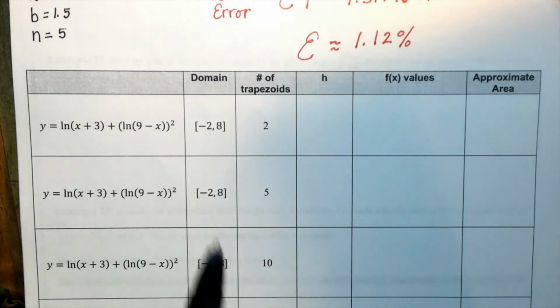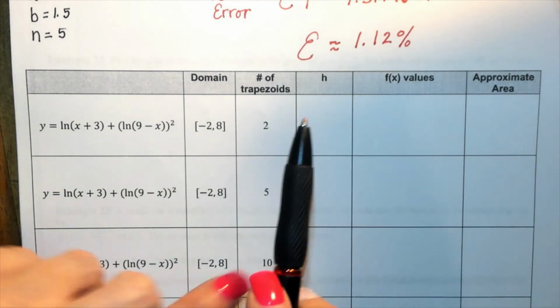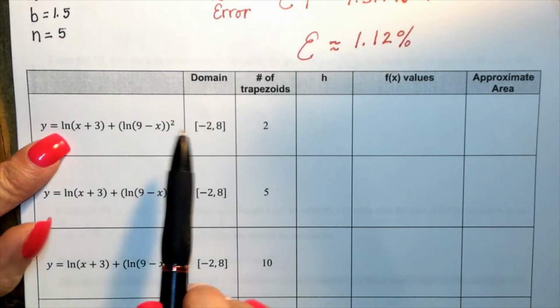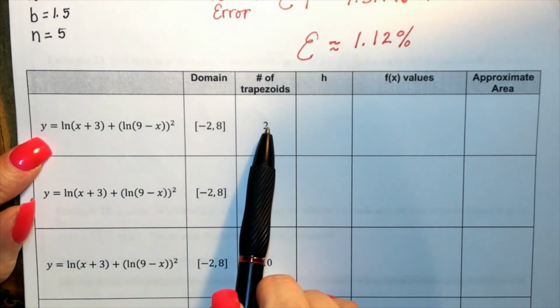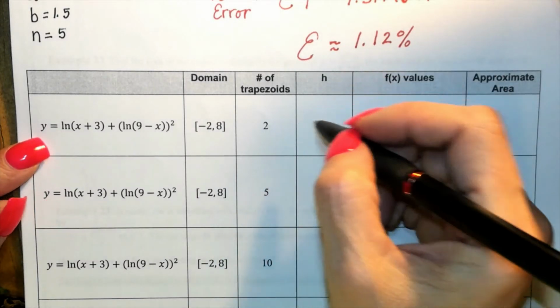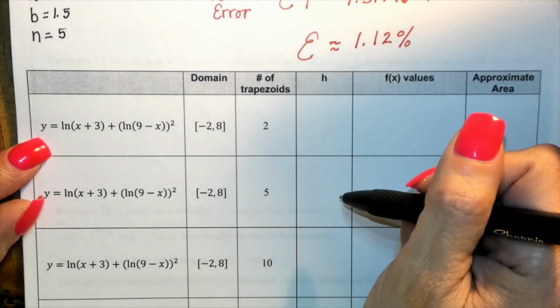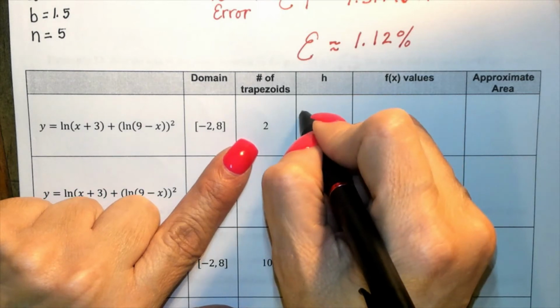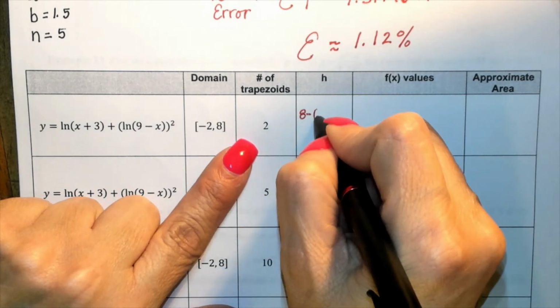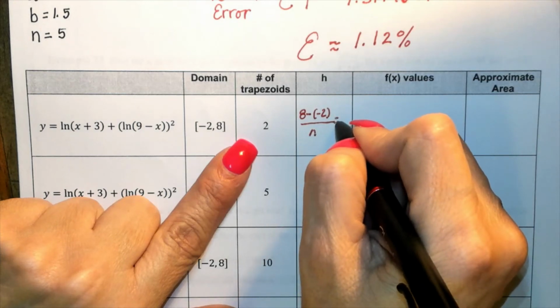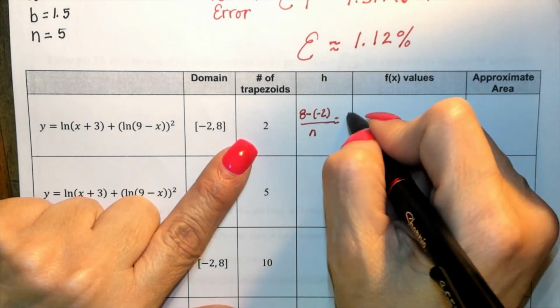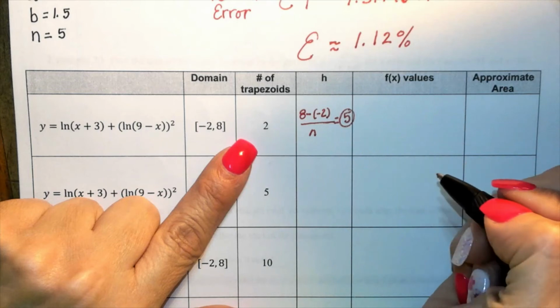So what we're going to do on this is we're going to determine h. So what we're doing is the integral from -2 to 8 of this function. We're going to make two trapezoids. What is h? So remember, h is b minus a over the number of trapezoids. So that would be 8 minus -2 over the number of trapezoids, which is going to make this 5. Okay, so that one's going to be 5.